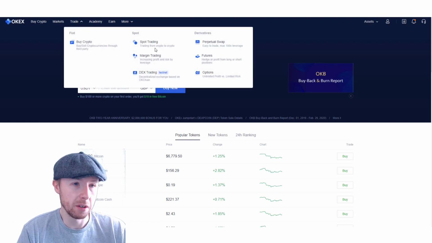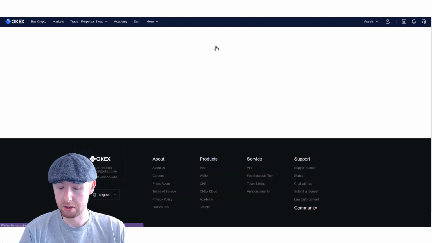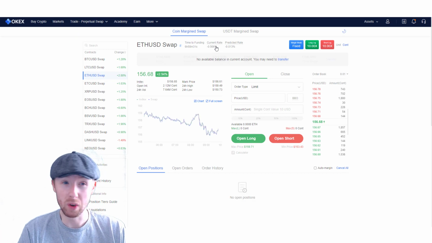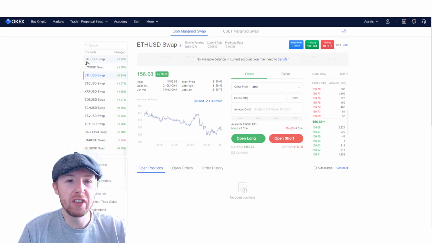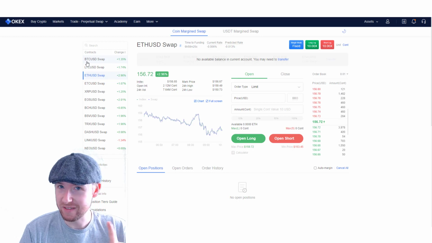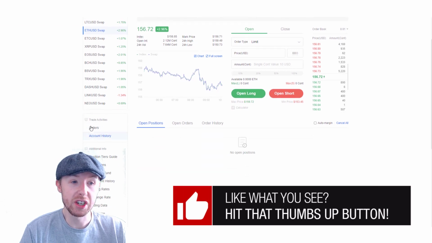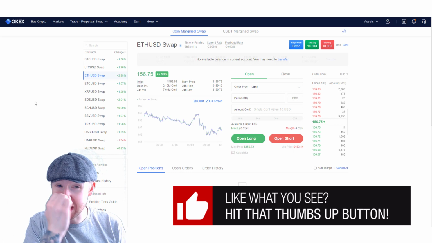But in terms of this, we're going to go into the normal contract swaps. You can already see here, there's a massive, massive change in terms of what you can do. Litecoin is obviously on there. Ethereum Classic, Bitcoin Cash, Bitcoin SV, Tron, Dash, Chainlink, and Neo. So there's a much bigger variety and choice.